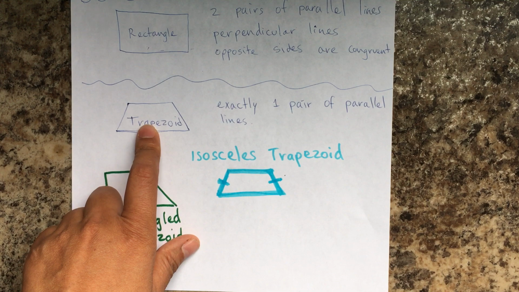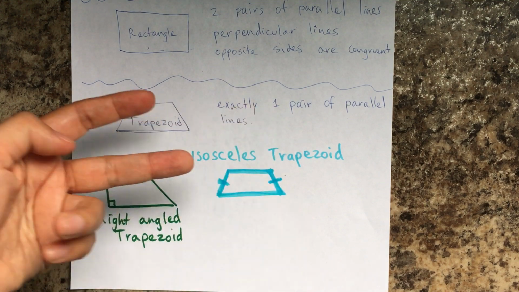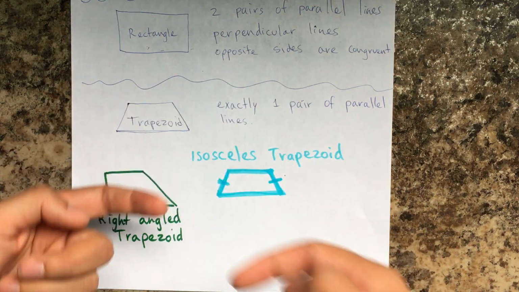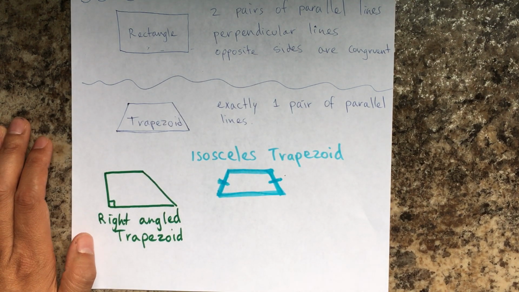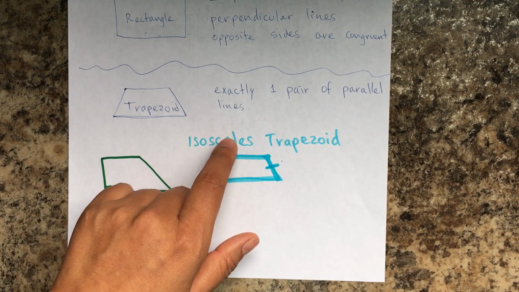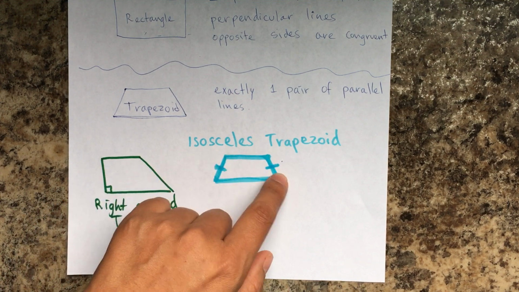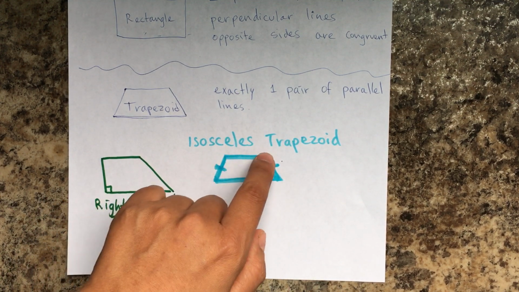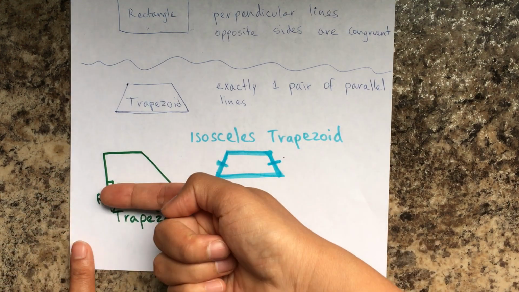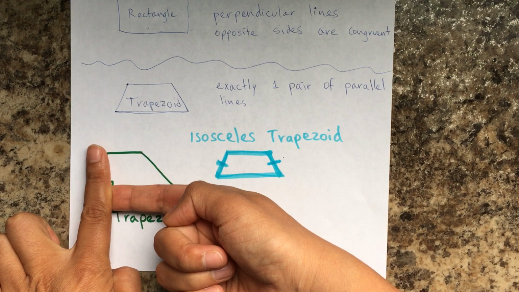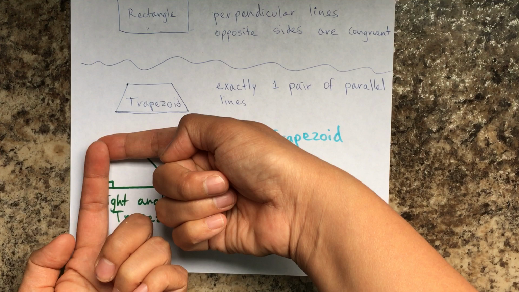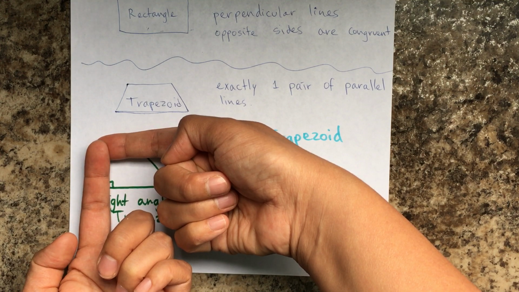Now we know about the trapezoid. They have exactly 1 pair of parallel lines, and those are the 2 bases. They never meet. But we also have other types of special trapezoids, like the isosceles trapezoid. These 2 are congruent. Okay, that's very important. And then we also have the right angle trapezoid, meaning that this is perpendicular to this side, and that base is also perpendicular to this side.